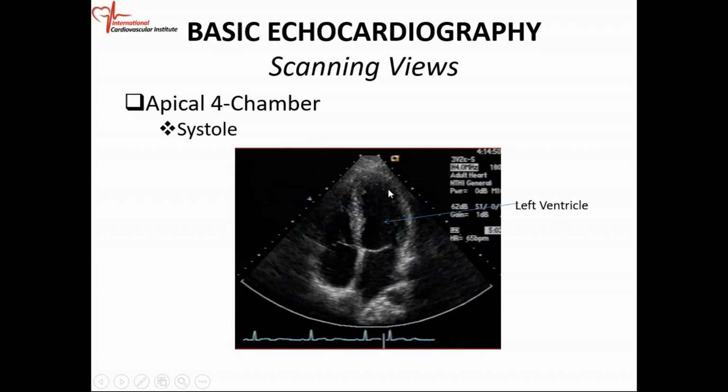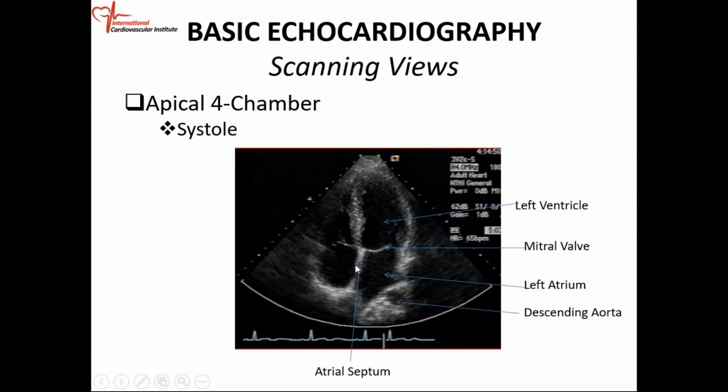The LV cavity is right here. The mitral valve: this is the anterior leaflet of the mitral valve, and the posterior leaflet is right over here. This is your left atrium. This little structure right here is your descending aorta.